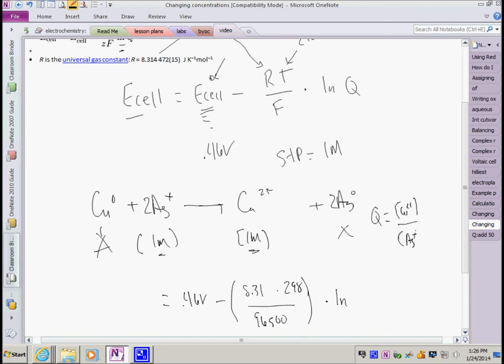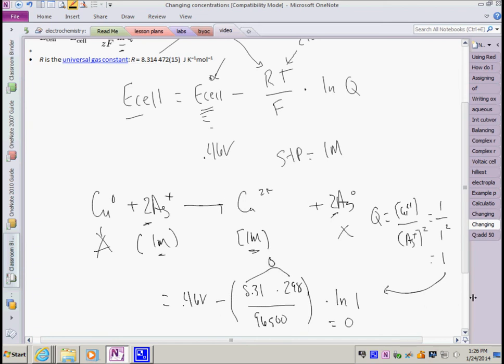Now, one important aspect here is to realize that because there's a 2 here and a 2 here, I get a square here. Equals 1 divided by 1 squared. 1 divided by 1 squared is still going to be 1. Plug that value in here. The natural log of 1 equals 0. 0 times all of this stuff equals 0.